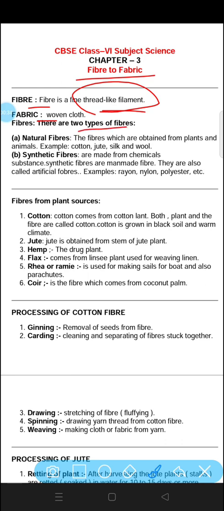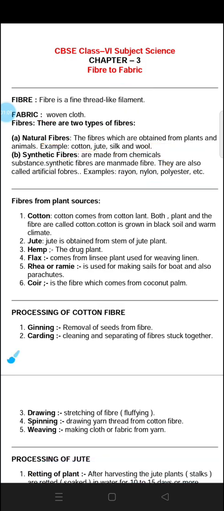Now fibers are of two types: natural fibers and synthetic fibers. Natural fibers are those fibers which are obtained from plants and animals. For example, cotton, jute, silk and wool. And synthetic fibers are those fibers which are made from chemical substances, and they are man-made fibers. Another name for synthetic fiber is artificial fiber, as they are artificially made by men. For example, rayon, nylon, polyester, etc.